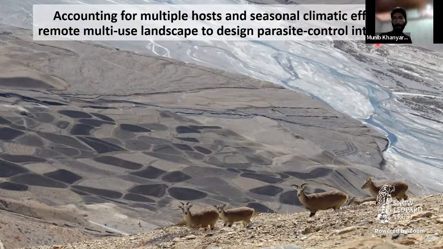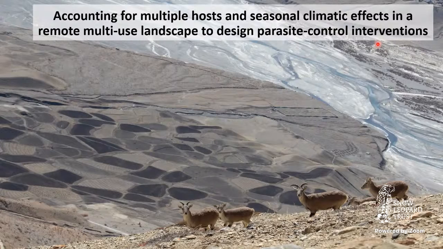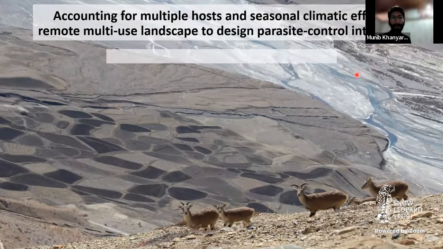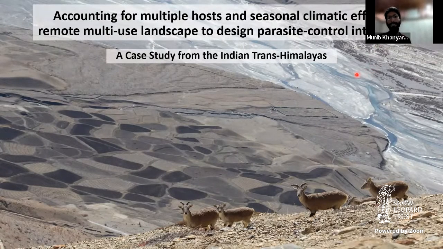So basically, I'm going to be talking to you about how we try to account for multiple hosts and climatic effects in remote multi-use landscapes on parasite transmission and their control. This is a bit of a mouthful for a title, but hopefully it'll make sense as we go along the talk. As I said, this is going to be a case study from the Indian Trans-Himalayas. This is what you see in the picture. It's from the study site, which I'll describe in a little bit.